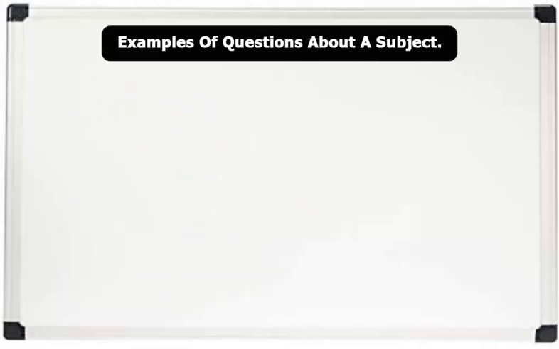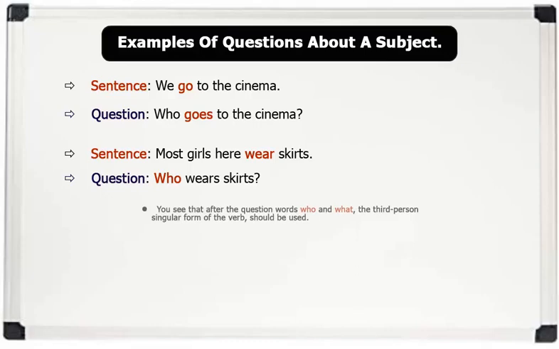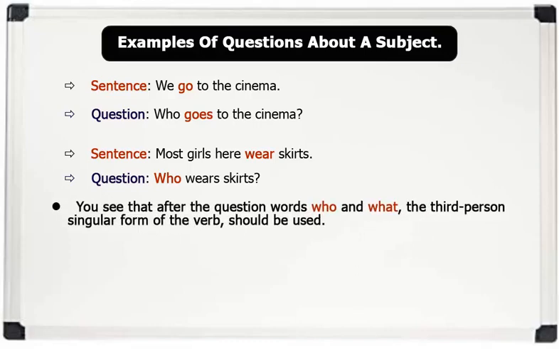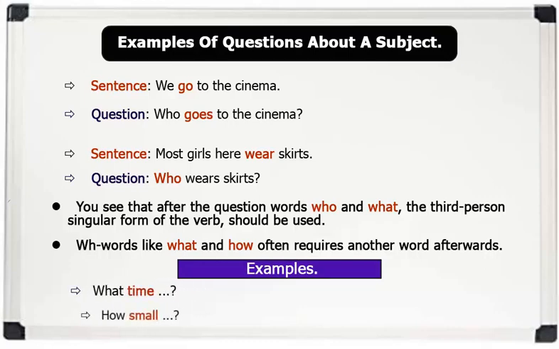Examples of questions about a subject. 1. Sentence: We go to the cinema. Question: Who goes to the cinema? 2. Sentence: Most girls here wear skirts. Question: Who wears skirts? You see that after the question words who and what, the third person singular form of the verb should be used. WH words like what and how often require another word afterwards. Examples: What time? How small?